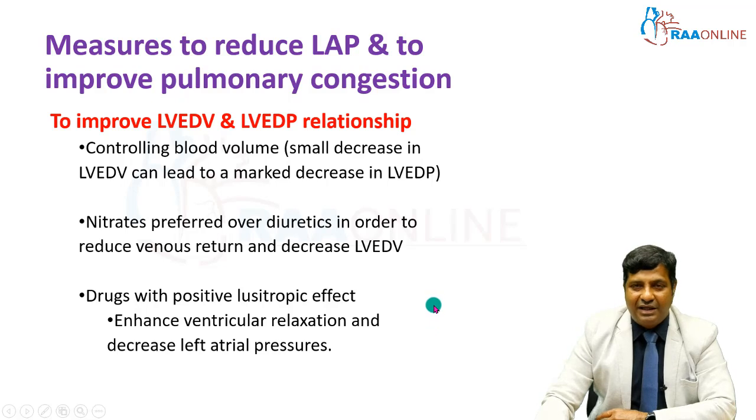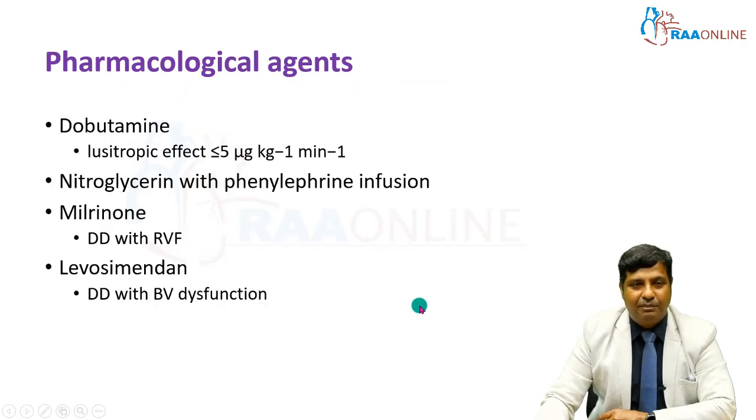So what are the pharmacological agents that are going to be helpful during this period? We start with dobutamine, which is commonly used everywhere. But remember, this lusitropic effect is only up to 5 mcg per kg per minute. If you go above this dose, the lusitropic effect is lost. Or the nitroglycerin with phenylephrine combination is another very good option, because the detrimental effect of each is cancelled by the other when used in combination. Or milrinone or levosimendan also will be helpful when the patient develops diastolic heart failure.